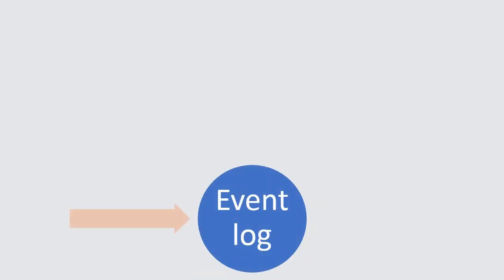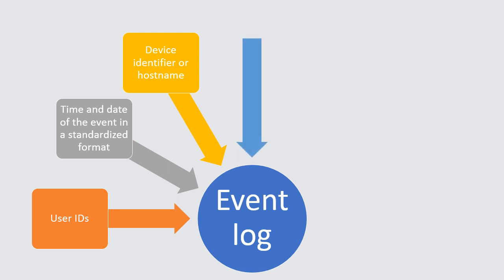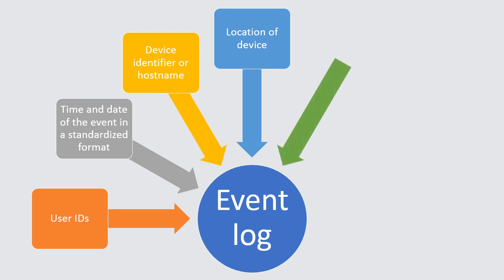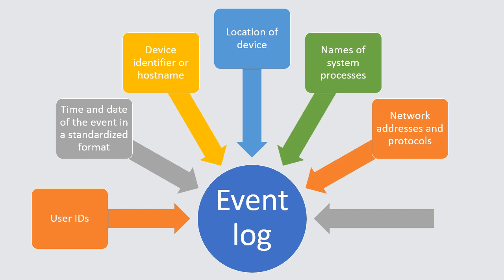Event logs need to consider user IDs, time and date of the event in a standardized format, device identifier or hostname, location of device, if available, names of system processes used, or files accessed, network addresses and protocols used, name of rule or policy which triggered the event log.